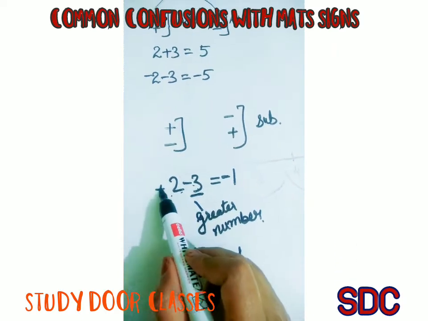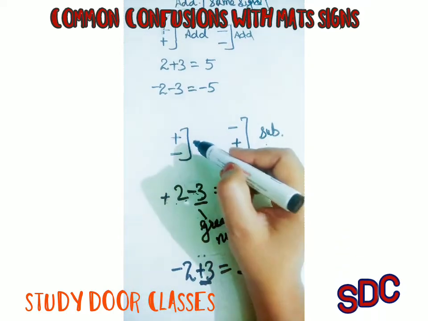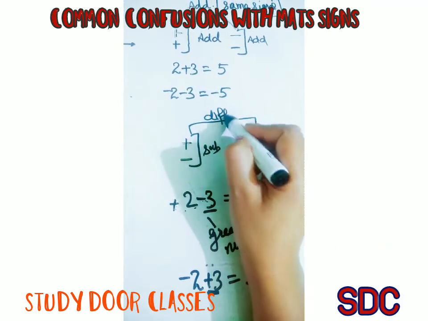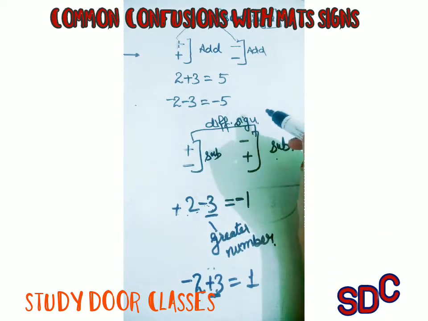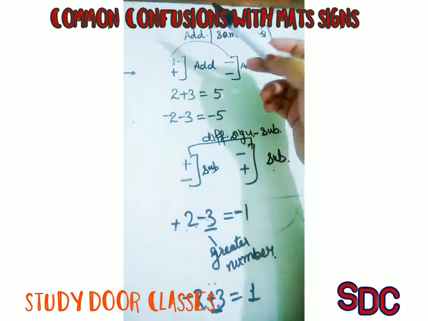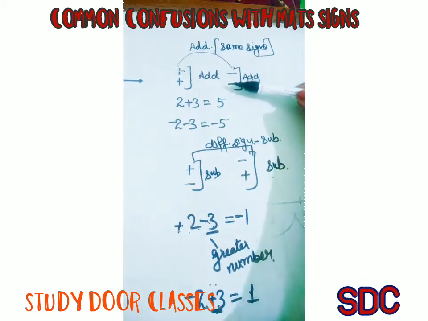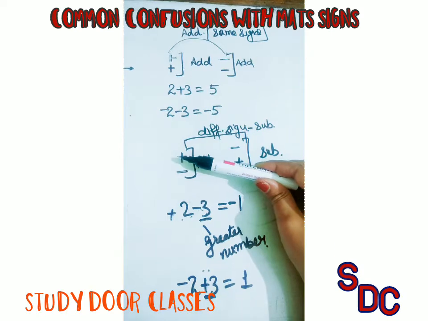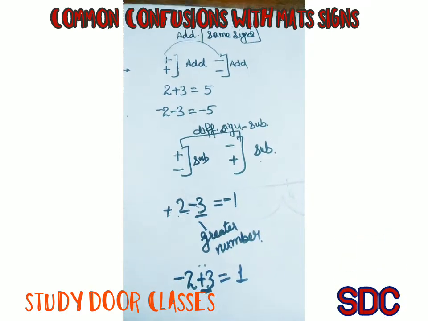So when signs are different, positive and negative, then we will only subtract. When signs are different, when signs are opposite, we will do subtraction only. Remember it. When both signs are the same, both positive or both negative, then we will add. When signs are different, positive negative or negative positive, then we will do subtraction only.